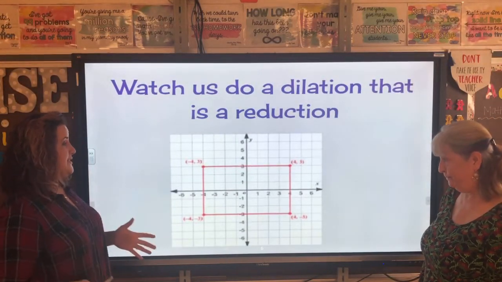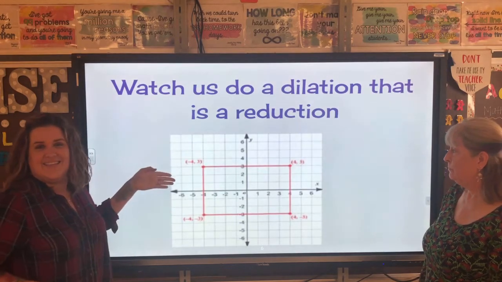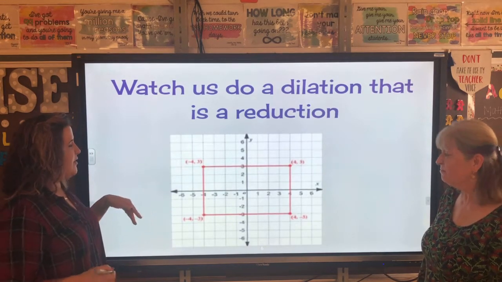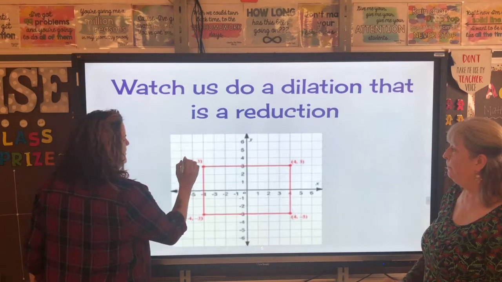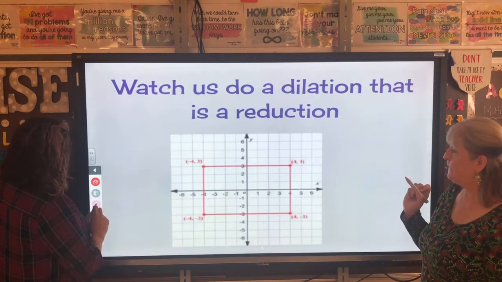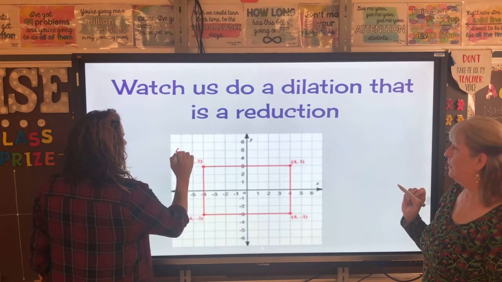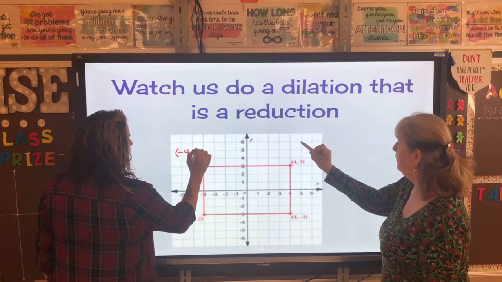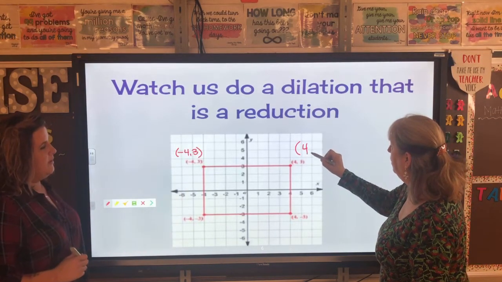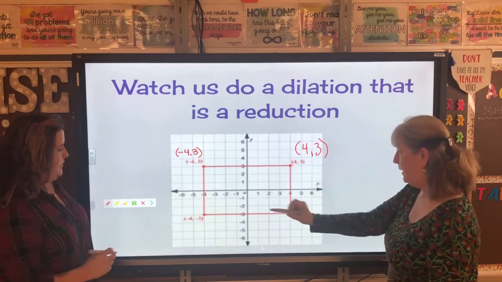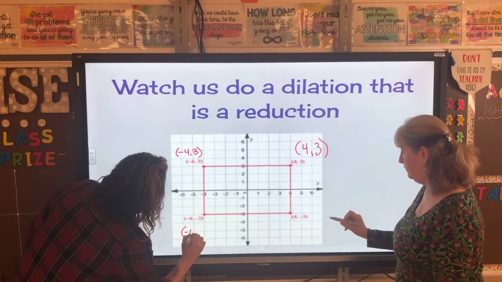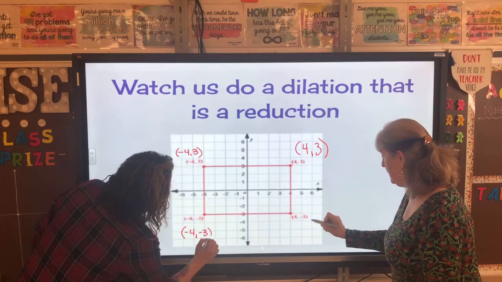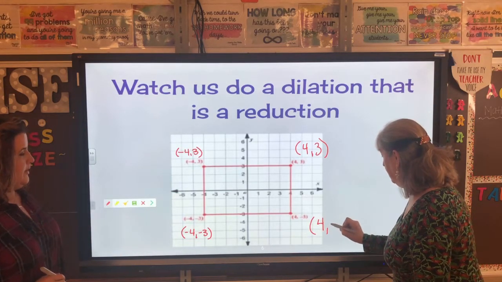All right, but can we show a reduction? Same process. But the nice thing is that these are already done for us, right? Our ordered pairs are already here. A little hard to see, but this one's at -4, 3. This one's at 4, 3. That one down there is at -4, -3. This one is at 4, -3.